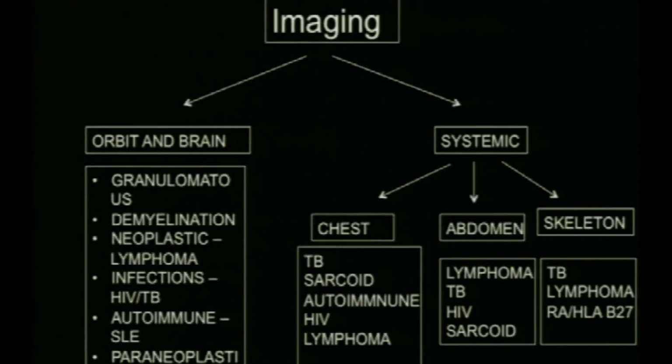So what does the imaging include? Imaging the orbit and brain in various inflammatory, infective and neoplastic conditions. As a part of systemic workup, you can do CT chest, CT abdomen, and skeletal investigations for HLA-B27 to look for sacroiliitis and ankylosing spondylitis, and for mets and lymphoma.